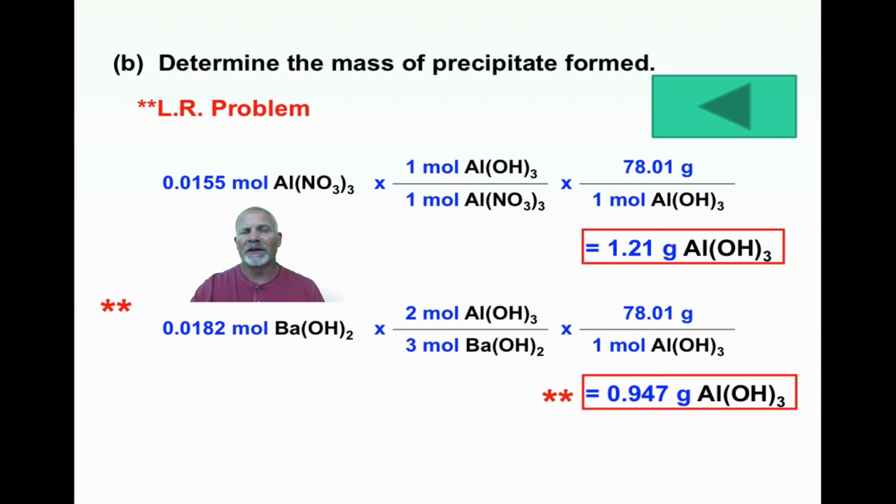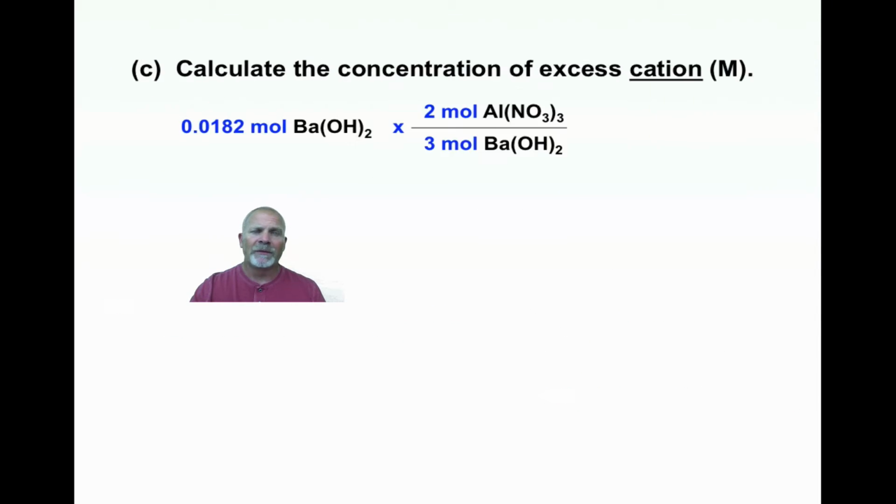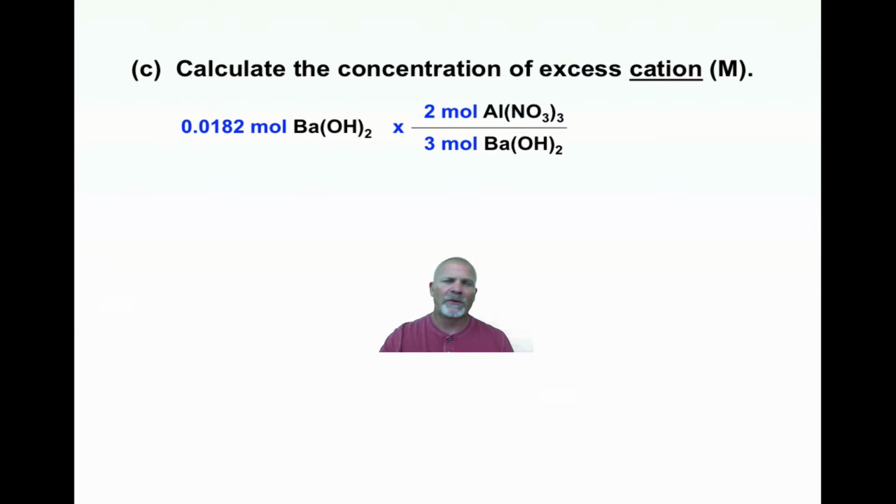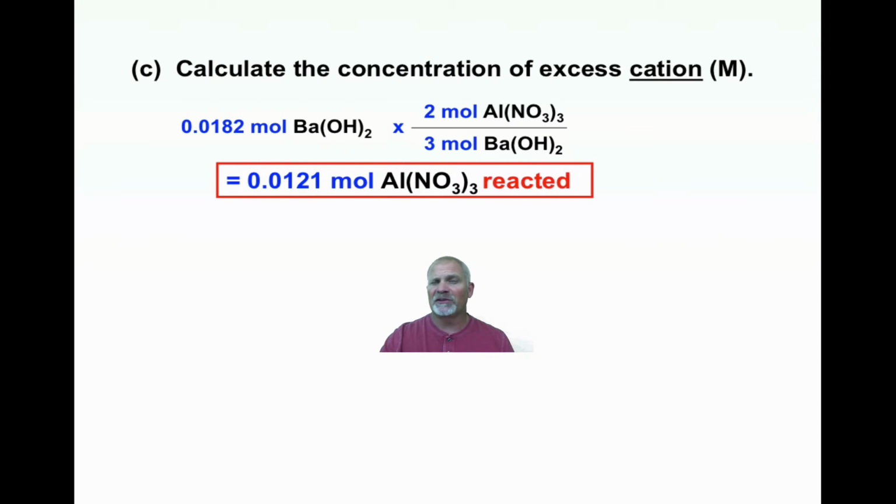So I figured out, again, the mass of my precipitate, the theoretical yield. I've also determined my limiting reagent. Now my limiting reagent becomes important because I want to know the concentration of my excess cation. Well, I do the same mole-to-mole ratio now, going from my limiting reagent to my excess reagent. You actually do this in your homework as well.